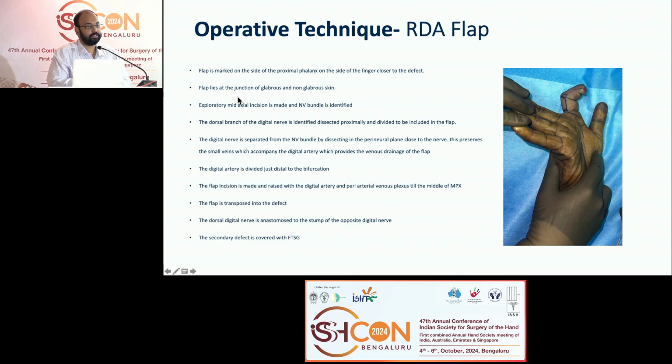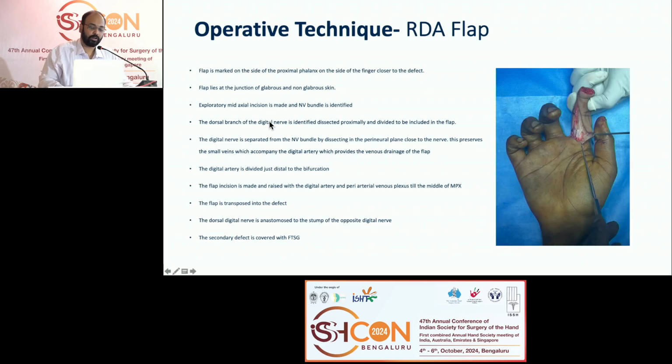So coming to the operative technique, the flap is marked on the side of the proximal phalanx of the finger that is closer to the defect. The flap lies at the junction between the glabrous and the non-glabrous skin on the proximal phalanx. An exploratory mid-axial incision is made and the neurovascular bundle is identified. The dorsal branch of the digital nerve can be easily identified going into the flap. This is dissected proximally intraneurally, and it is divided and included with the flap.